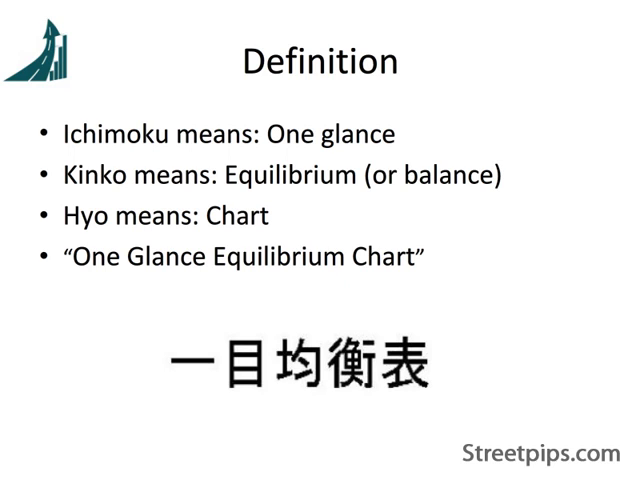Ichimoku means one glance. Kinko means equilibrium. And Hyo means chart. Together the words mean, one glance equilibrium chart. As the name suggests, this highly visual system allows you to literally determine price action, at one glance.